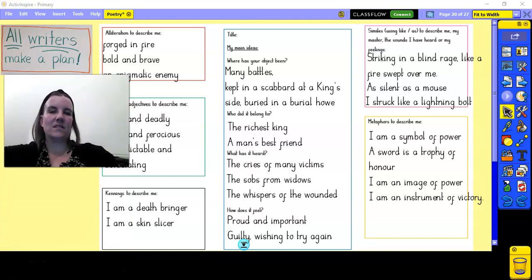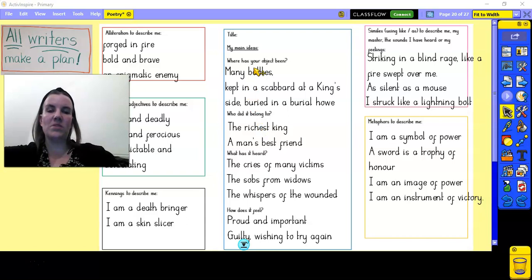And then kennings to describe what sort of a job a sword does. Now I used the work that I did from the Horned Helmet with Starcad to help me with this. I am a Deathbringer. I am a skin slicer. Okay. Maybe you could think of some of your own for your own weapon. In the box in the middle here, I've started to think about that if this sword was a real person, what sorts of feelings or what sorts of thoughts might it have?